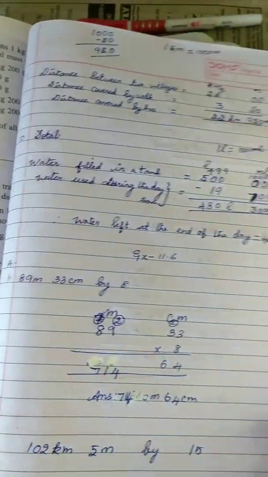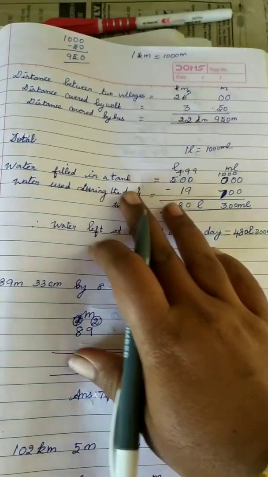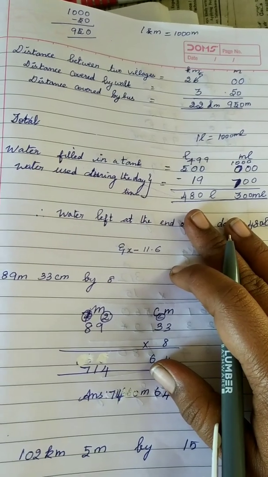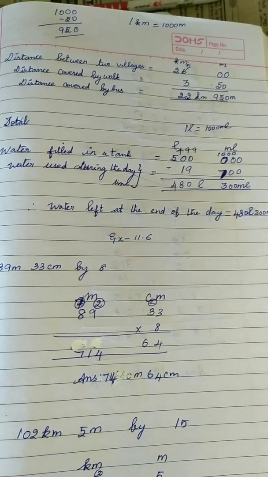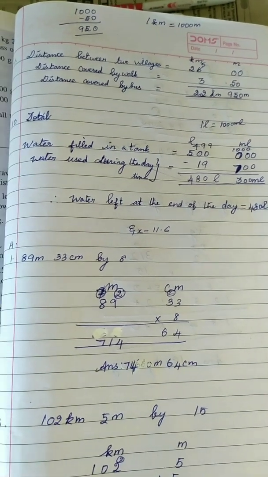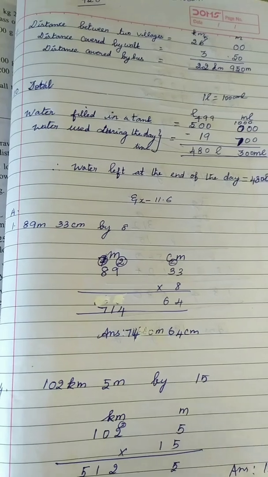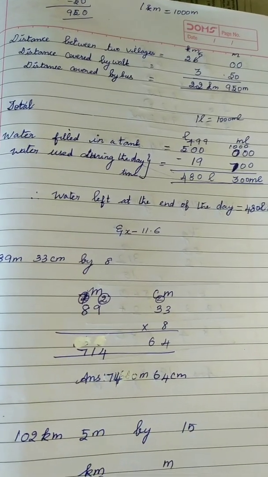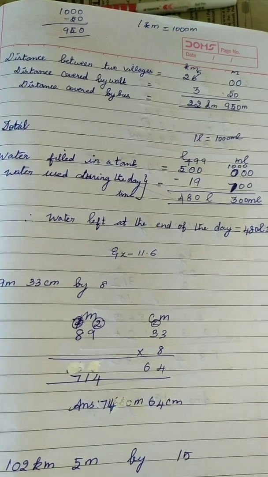We are going to subtract the distance he walked from the total distance. So the distance between two villages is 26 km. Here meters is not given, so I have used 0. Kilometers 26, meters not given, so 0, 0. Distance covered by walk: 3 km 50 meters. And we are going to find the distance covered by bus, so we are going to subtract.